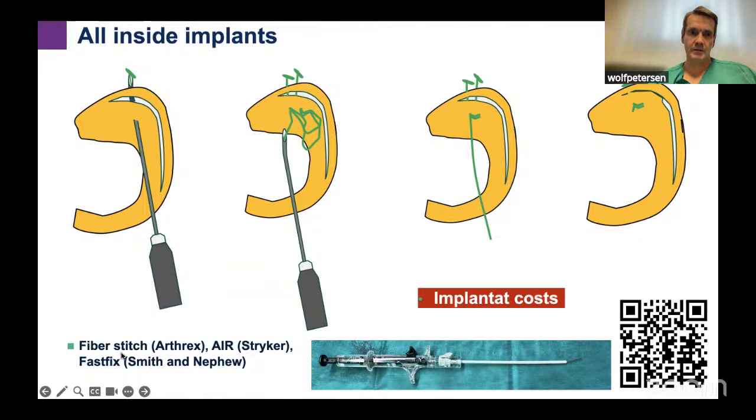There are many different devices on the market: FiberStitch, Air by Stryker, and the FAST-FIX of Smith & Nephew. I have good experience with all these implants. This is the Stryker Air, for example. And with this QR code, you have access to a video.